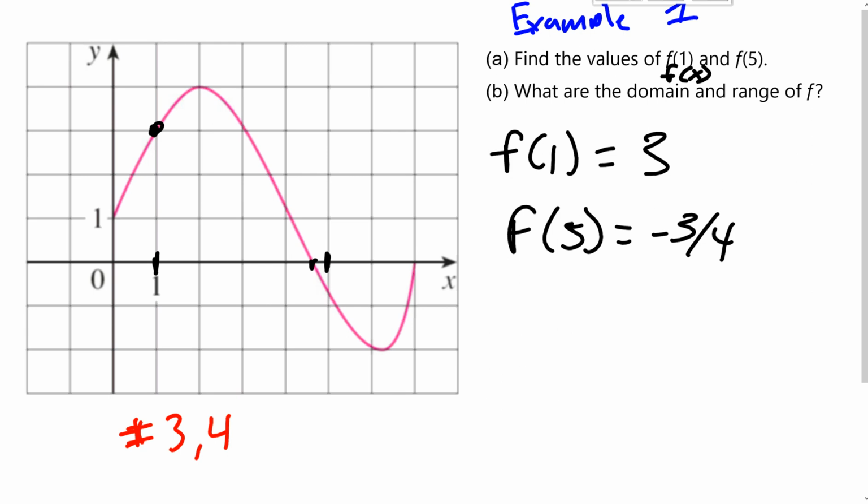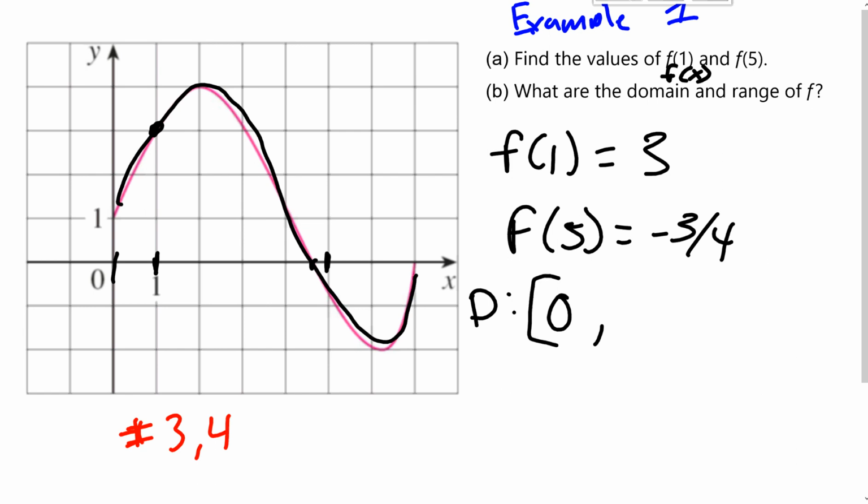What are the domain and the range of f? Well, this whole function is f. So domain has to deal with your x's, right? And we always read domain from left to right. So we start here, our first x is 0, and 0 is included, right? We do have a y value for that x value, so we put that in brackets. Then we go all the way up to 7, and we do have a y value for that x value of 7, so we put that in brackets.